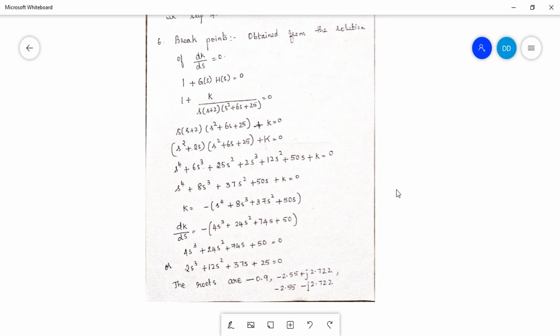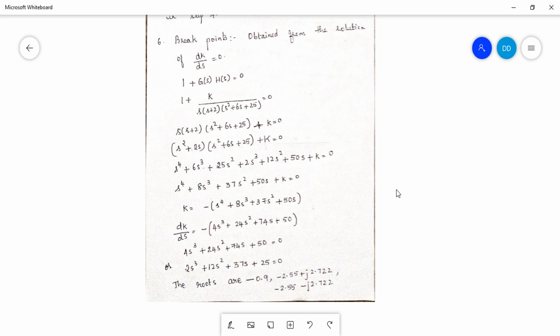If we find the roots, we get minus 0.9, minus 2.55 plus j 2.722, and minus 2.55 minus j 2.722. Since we need to concentrate only on the real axis between 0 and minus 2, it is clear that minus 0.9 is a valid breakpoint. And since it exists between two poles, minus 0.9 is a breakaway point.